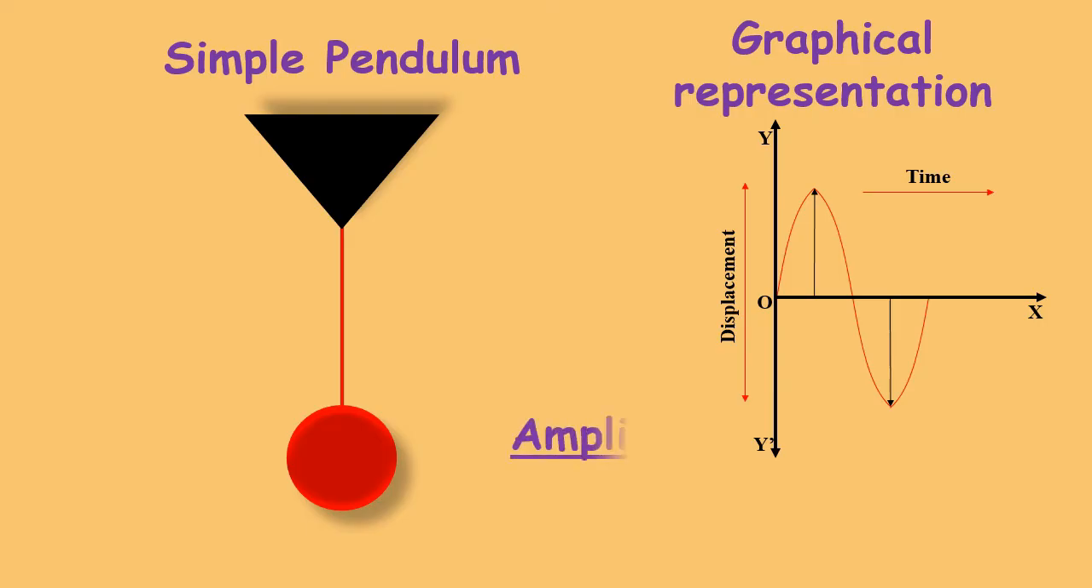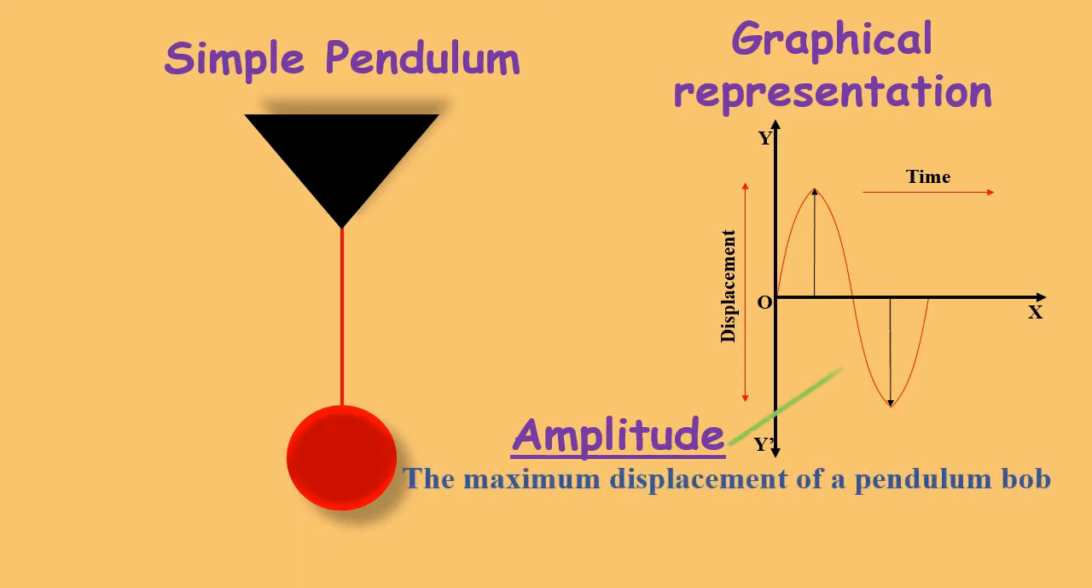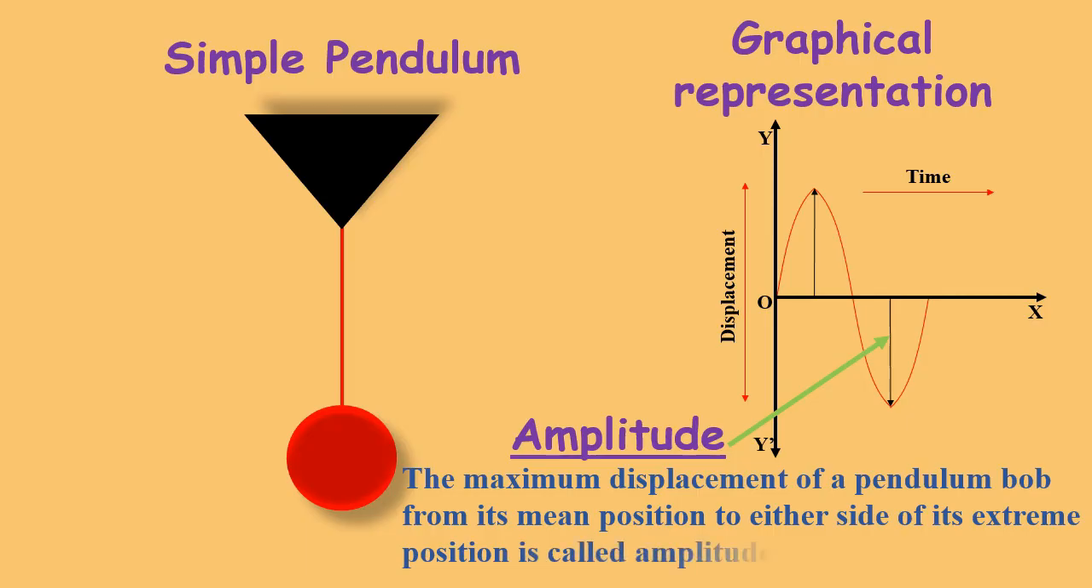The third term, amplitude, is the maximum displacement of the pendulum bob from its mean position to either side of its extreme position.